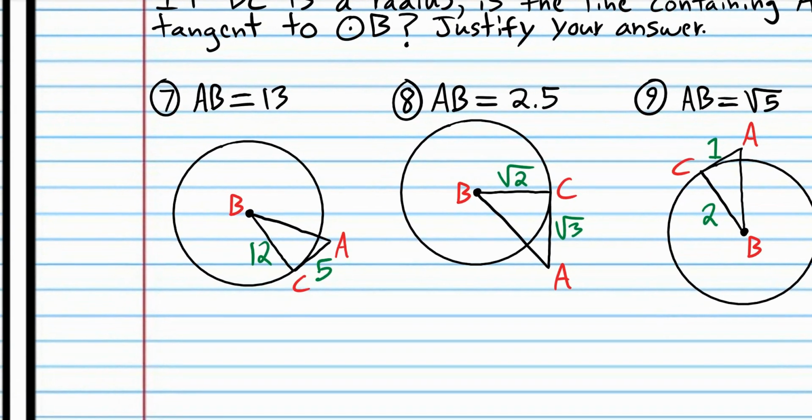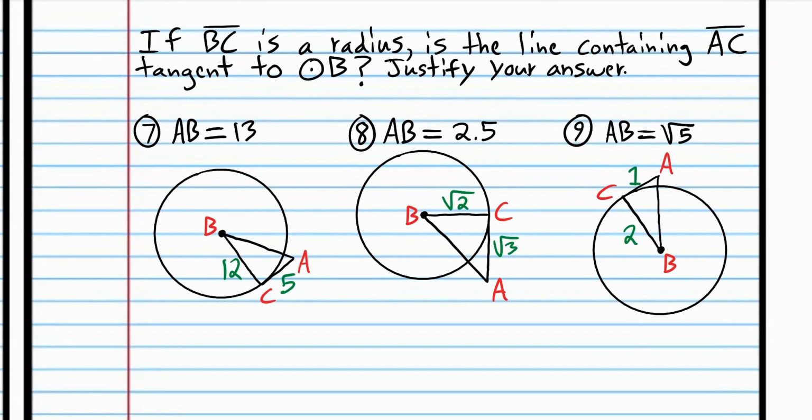We have all the sides. You see, we have this side is 12, and we have this side is 5. And we also have this side, which is 13. It tells us up here that AB is 13. So we have all the sides of this triangle. And what we're going to do is we're going to prove that this radius and this side of the triangle, which they both touch at point C, we're going to prove that the angle between them is 90.